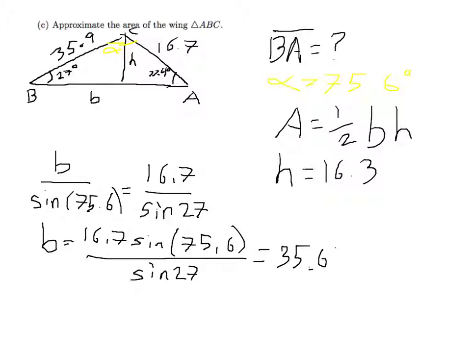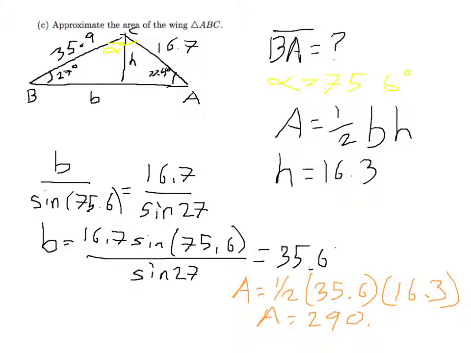Then, using our area formula, we have all our variables to solve for this. Area equals 1/2 our base, which we found to be 35.6, and our height to be 16.3. It's supposed to be 16.3. But type that into your calculator, we get our area to equal 290.1 square feet.